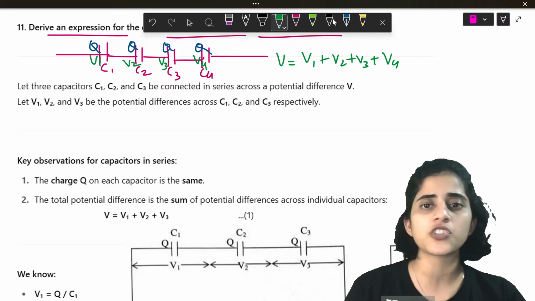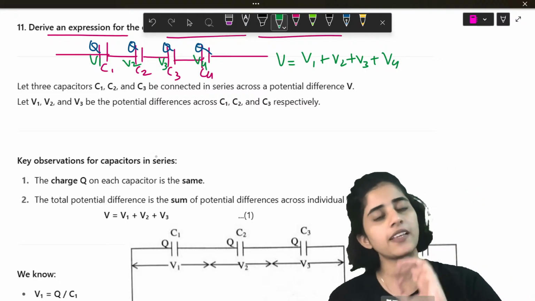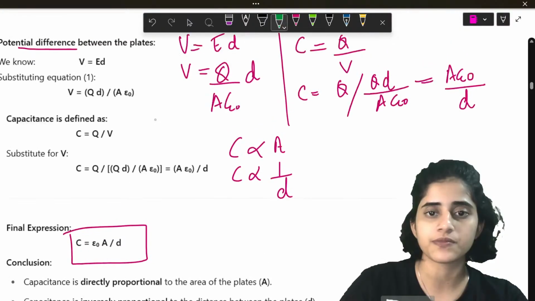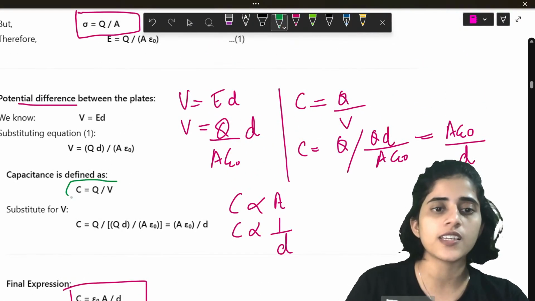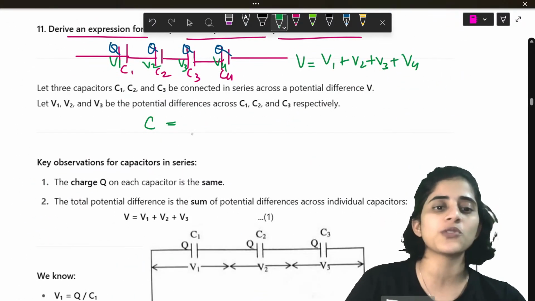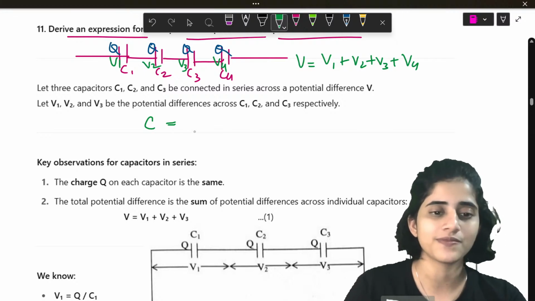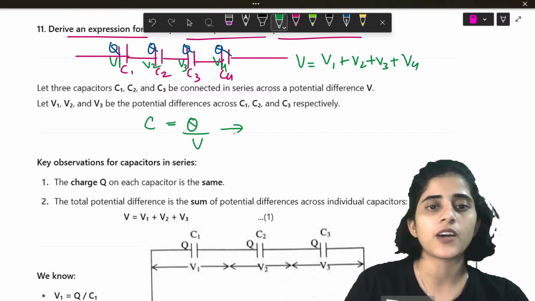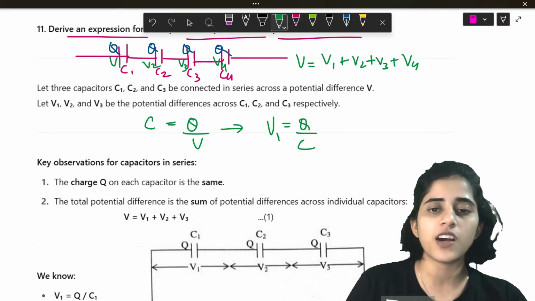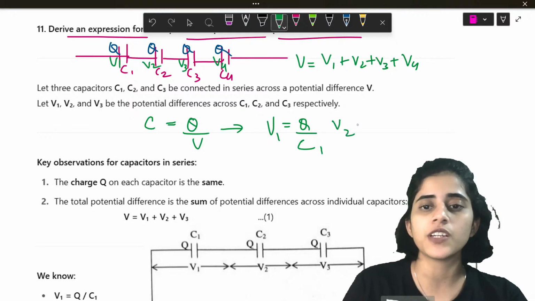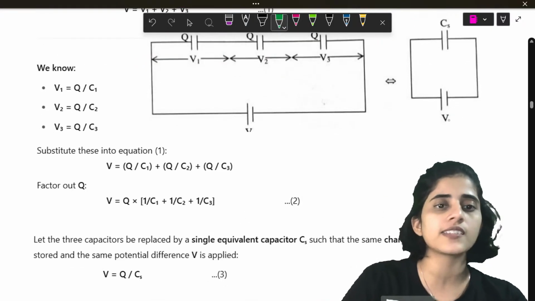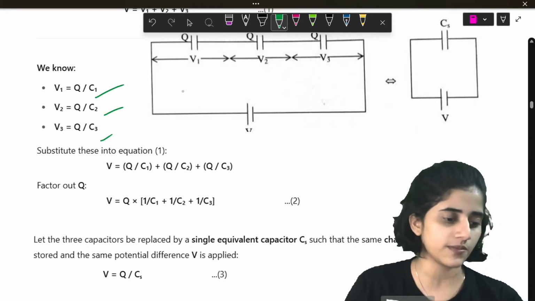We also have learned a relationship between potential, capacitance, and charge. What was it? C is equal to Q by V. Whatever you learned in a question, you're not supposed to forget it. C is equal to Q by V. Now from this, what is V? V is equal to Q by C. So V1 will be Q by C1. V2 will be Q by C2. And then it will just go on like that. So I get these equations for V1, V2, V3.